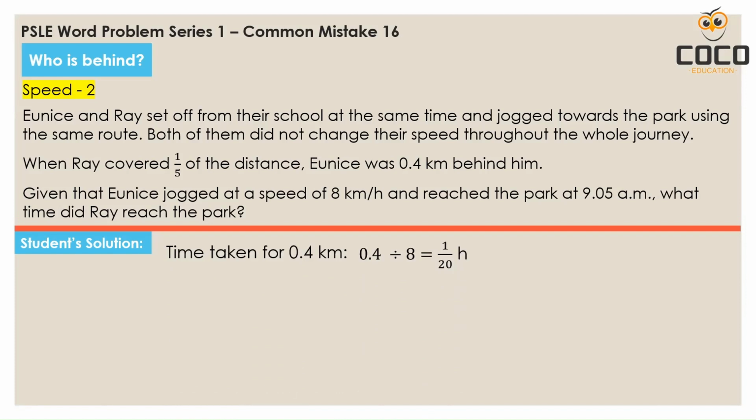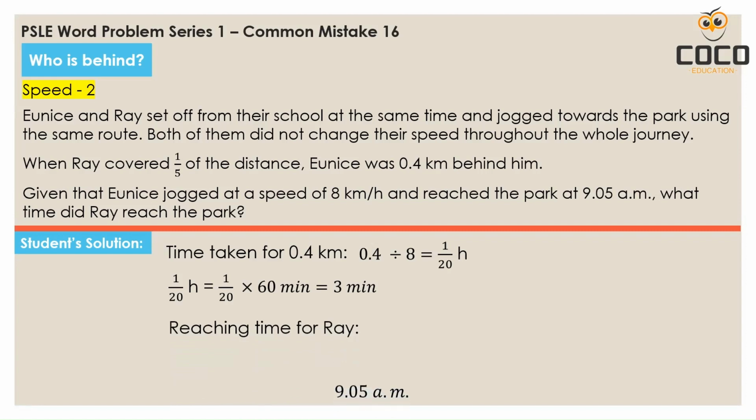He first used the distance 0.4 kilometers divided by the speed 8 kilometers per hour and got 1 over 20 hours. This is the time needed for Eunice to travel 0.4 kilometers. Converting 1 over 20 hours into 3 minutes. Next, since Eunice is the slower one, she will reach later. So Ray reached 3 minutes earlier. Hence, the answer is 9:02 a.m.